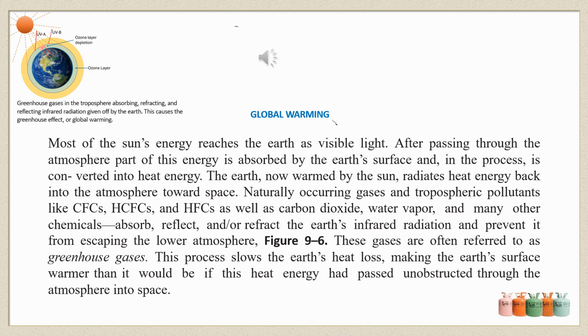Naturally occurring gases and tropospheric pollutants like CFCs, HCFCs, and HFCs, as well as carbon dioxide, water vapor, and many other chemicals, absorb, reflect, and/or refract the Earth's infrared radiation and prevent it from escaping the lower atmosphere. Figure 9-6. These gases are often referred to as greenhouse gases. This process slows the Earth's heat loss, making the Earth's surface warmer than it would be if this heat energy had passed unobstructed through the atmosphere into space.